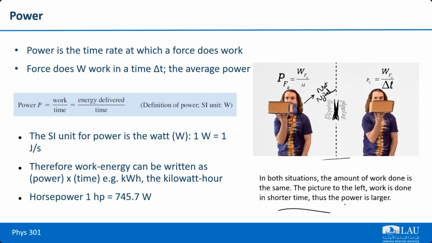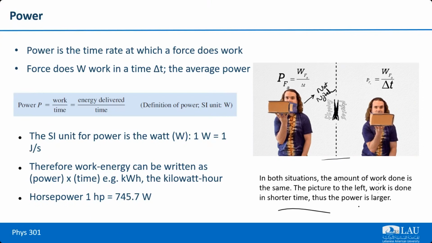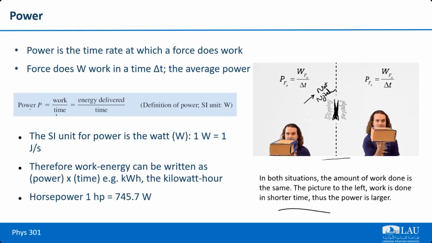Thus, we are going to define the power. The power is going to be the rate at which we do the work, how fast we do the work. And this power is going to be defined as the work divided by the time.